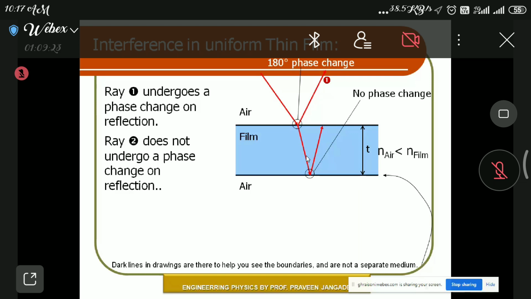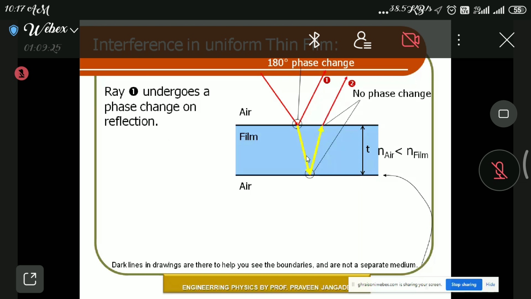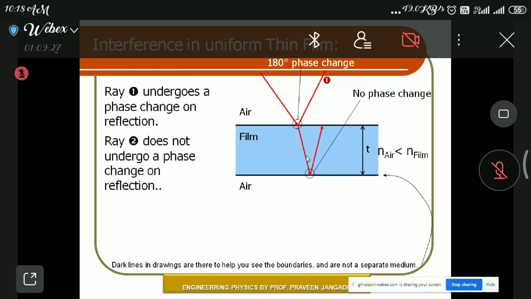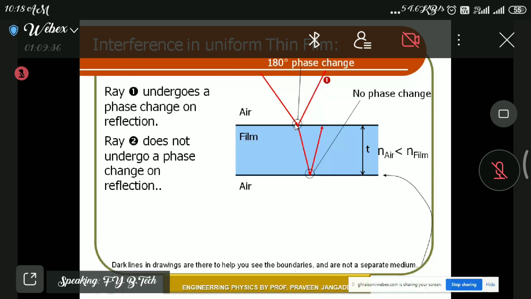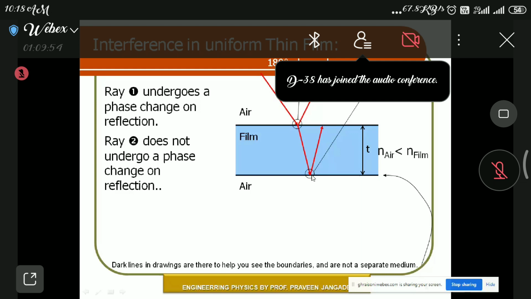So ray 2, you can see, I'll just go to the previous one. Ray 2 does not undergo a phase change on reflection. Now you can see, once this ray is incident on the surface, there is a partial reflection. It gets partly reflected and forms ray 1, and gets partly refracted and there is an internal reflection. You can see there is an internal reflection, means it is in the same medium. So at this point there is no phase change because it is in the same medium.